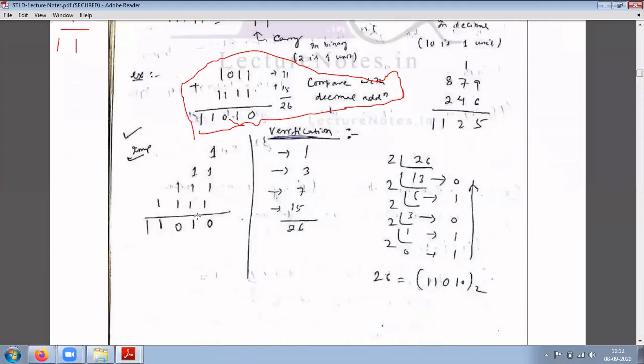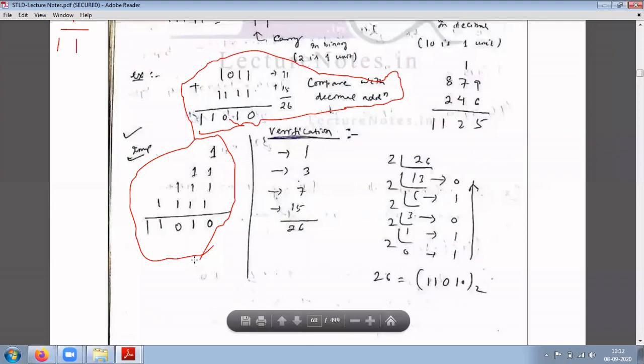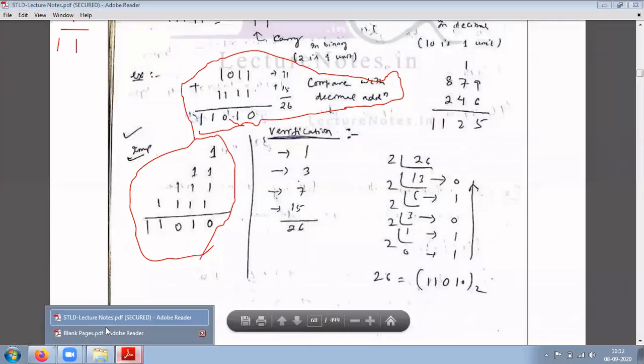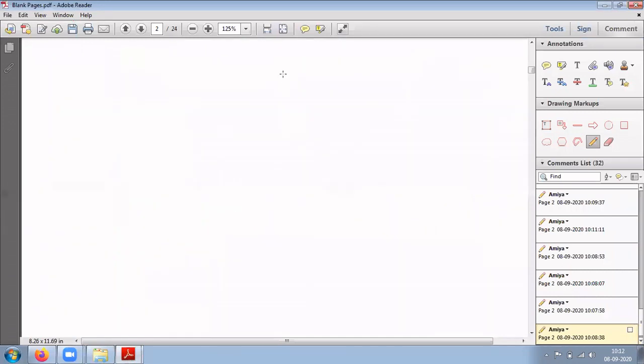Okay. Now tell me the answer. This one is a very interesting question. 1 plus 1 1 plus 1 1 1 plus 1 1 1 1. Let us do it. 1 1, then 2 ones, then 3 ones, then 4 ones. If you have understood my concept, then you can do it. Let us see who is finding the answer.